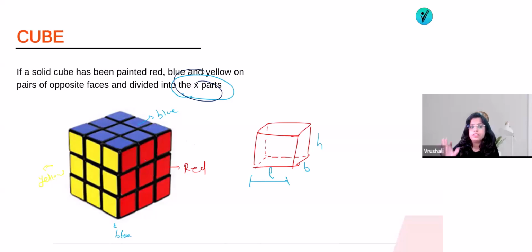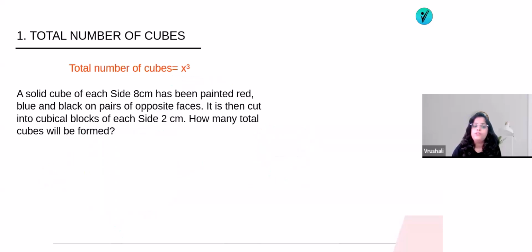Have you understood the question? There is one cube, there are 3 colors, and now I have divided this cube. Now the first one: they will ask you how many total number of cubes there are. For this, we do not require the color, but how many cubes there will be. They can ask you such a question. So for this one, always remember, total number of cubes is equal to x cubed. Now you will ask, ma'am, what is this x, how to find this x? We know that x is the number of parts in which we have divided the cube.